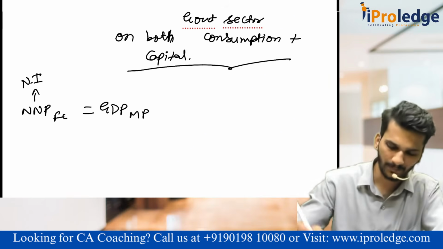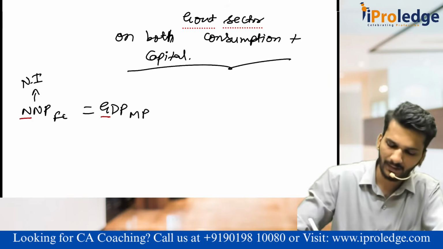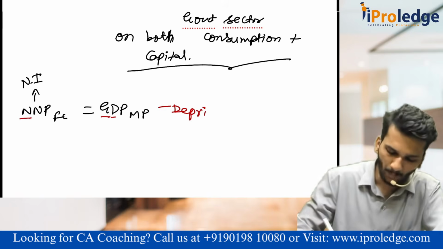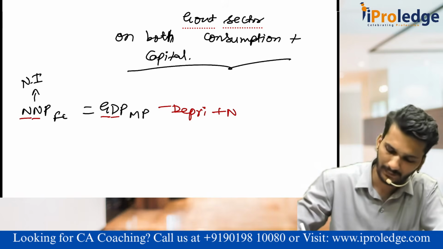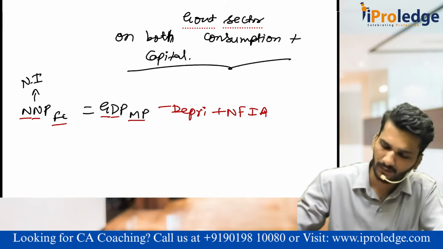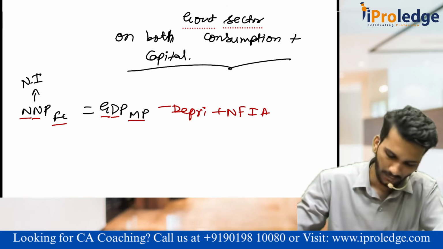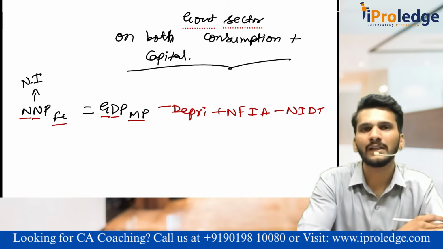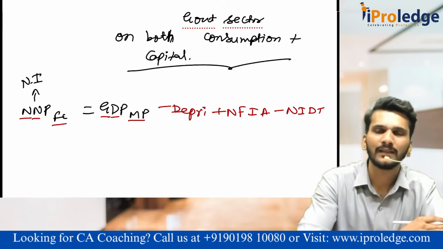Sir, what is plus? What is minus? We have gross, we want net: minus depreciation. We have domestic, we want national: plus NFIA. We have market price, we want factor cost. That means minus NIDT. You can easily do it, like plus IDT minus subsidy.